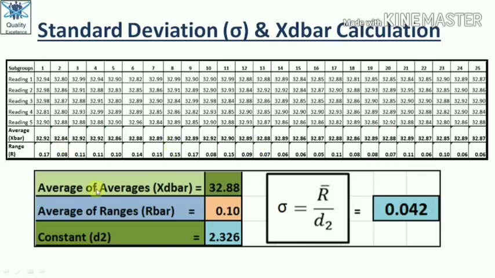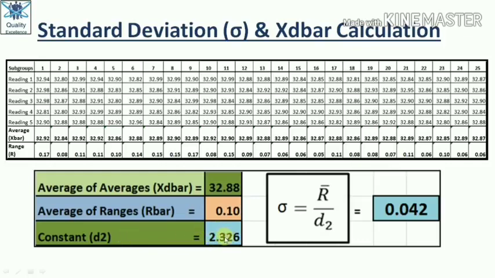And what is this? This is the average of averages, meaning there are 25 averages of 25 subgroups here, and this is the average of all these 25 averages. This is known as X double bar, the average of averages. And R bar is the average of all these 25 ranges. It is 0.1 and X double bar is 32.88. And this is the constant D2.